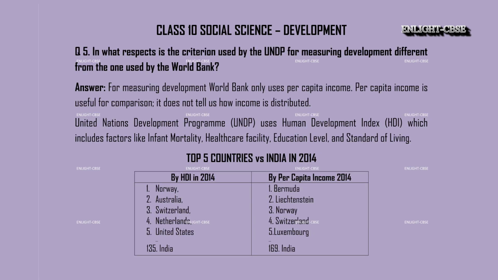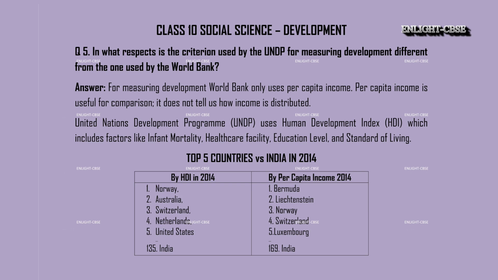Question 5. In what respects is the criterion used by the UNDP for measuring development different from the one used by the World Bank? Answer. For measuring development, World Bank only uses per capita income. Per capita income is useful for comparison, but it does not tell us how income is distributed.